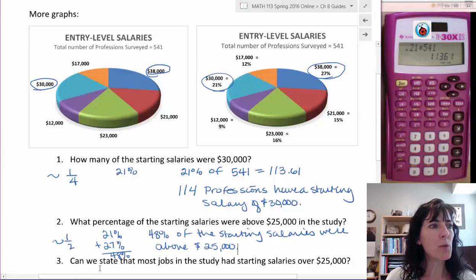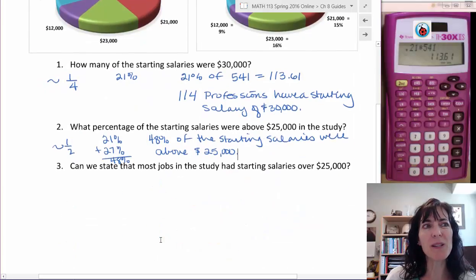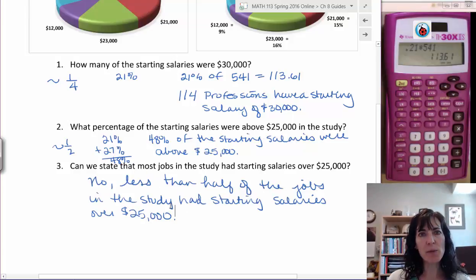The last question: can we state that most jobs in the study had starting salaries over 25,000? If I look at the percentage, it's only 48%. That's not half. That's not quite half. 50% would be half. And if it was over 50%, I could say most jobs had a starting salary over 25,000. But because it's not over half, I have to say no. So less than half of the jobs in the study had salaries over $25,000.